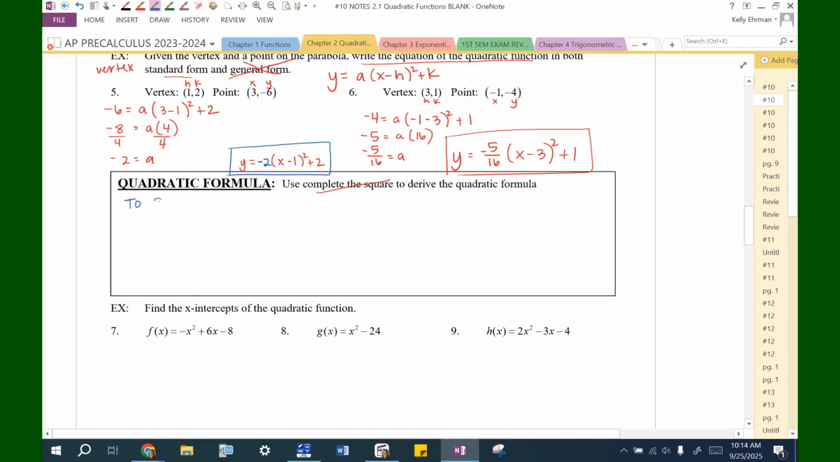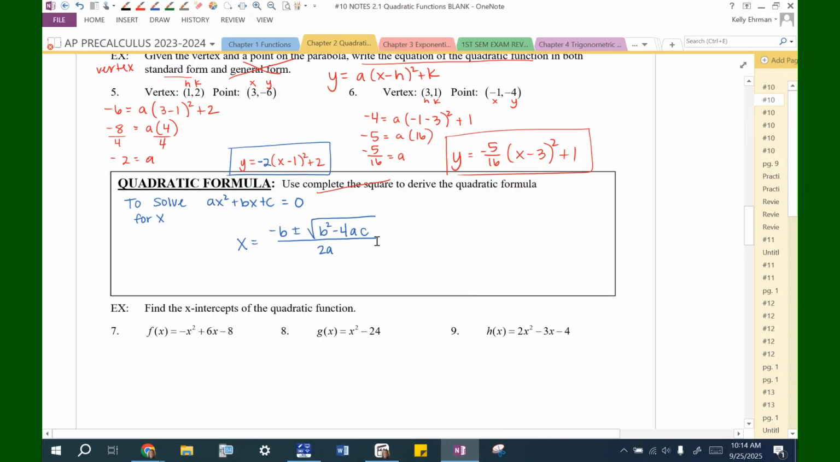So if I want to solve ax squared plus bx plus c when it's equal to 0, it has to be equal to 0 to use this. To solve for x, I can use the quadratic formula. It's x equals the opposite of b plus or minus square root of b squared minus 4 times a times c, all over 2a. You need to memorize this formula. This solves any quadratic equation that's equal to 0. Whether it factors, whether you could have used square root method, or whether it doesn't factor.